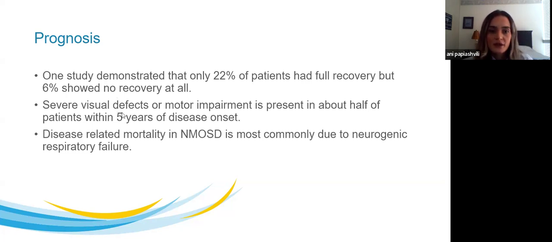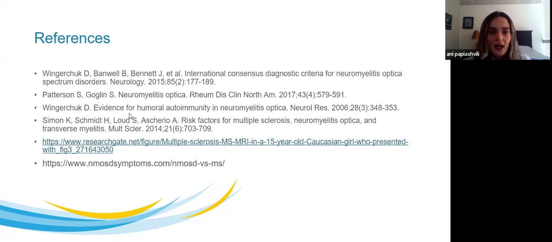And here we can see severe visual defects or motor impairment is present in about half of patients within 5 years of disease onset. I already mentioned all this information also, because sometimes optic neuritis in a patient with Devic disease can be the reason of permanent visual loss. And the last one is that disease-related mortality in case of Devic disease is most commonly due to neurogenic respiratory failure. Okay, and these are my references.